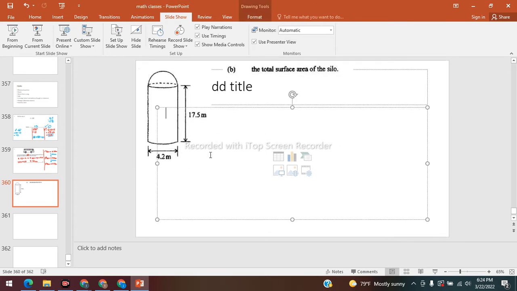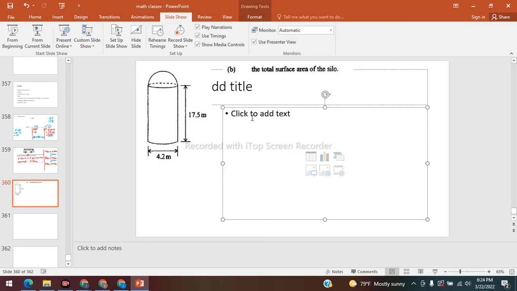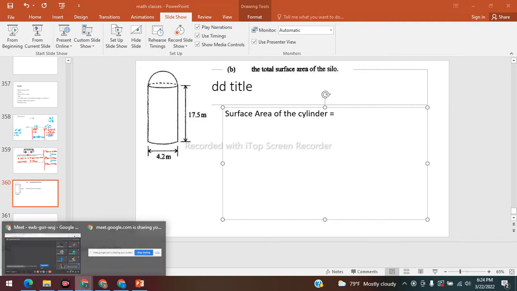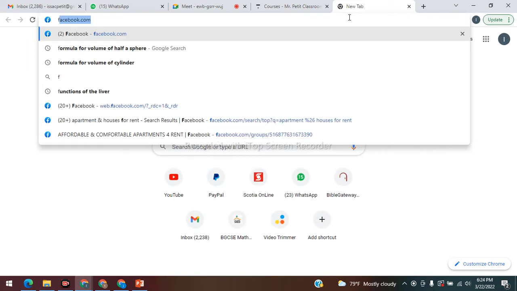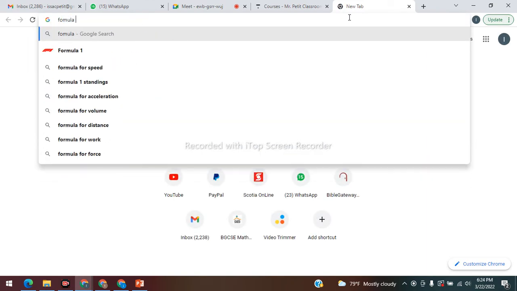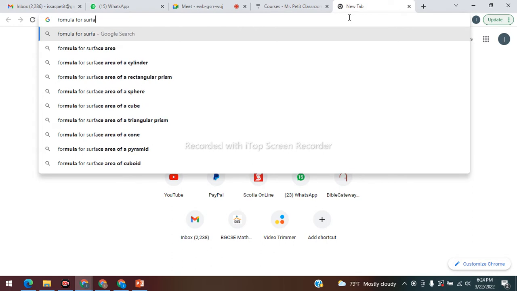All right, so in order to figure out the total surface area, we first need to figure out the surface area of the cylinder, that's important. So we need to determine what is the surface area of the cylinder. So we need to figure out that formula. So the formula for surface area of a cylinder, right?